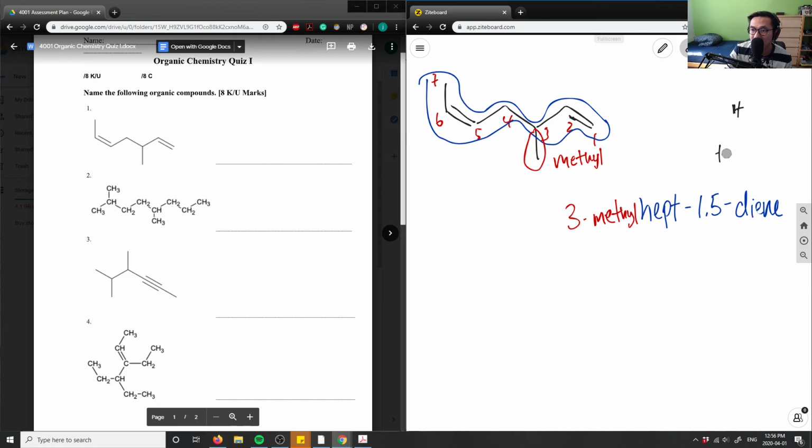But what about the second one, the carbon 5 double bond? Do we have a cis or trans? It looks something like this.